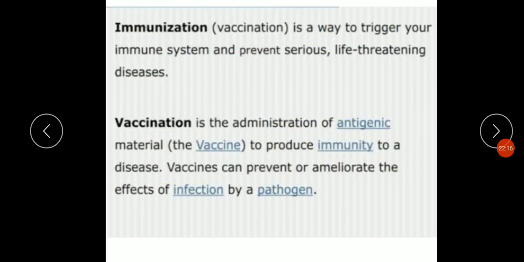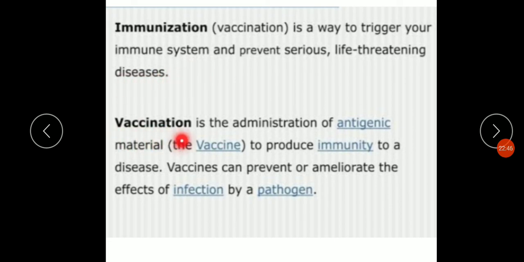Now, two more terms you have in your syllabus, and you can see more detail from the book, because you have already studied these terms in detail in 10th class. Immunization, that is vaccination. What is immunization or vaccination? It is a way to trigger your immune system and prevent serious life-threatening diseases. So, triggering, waking up your immune system and preventing serious life-threatening diseases.